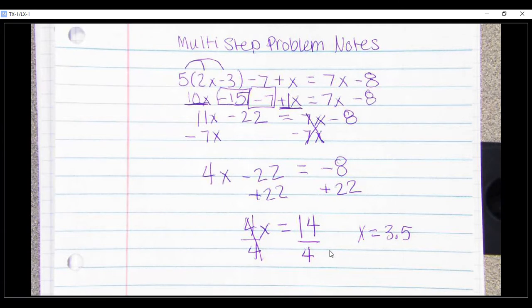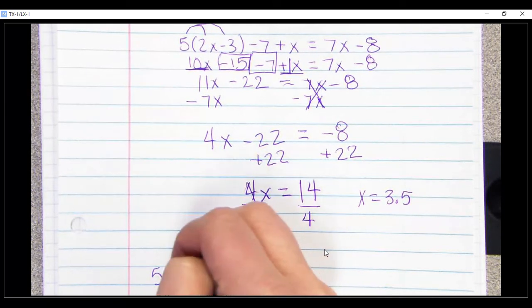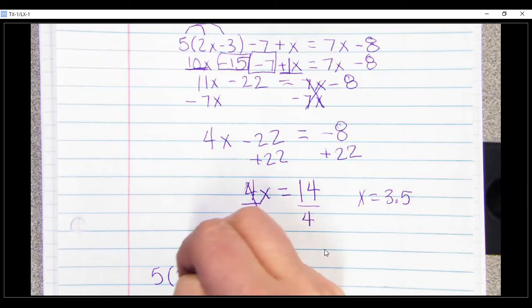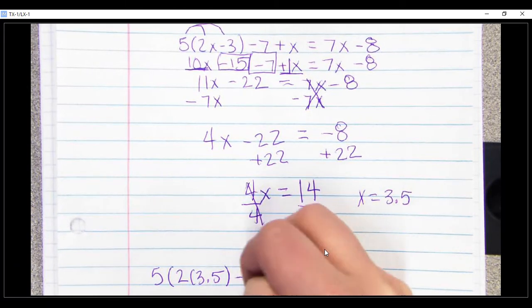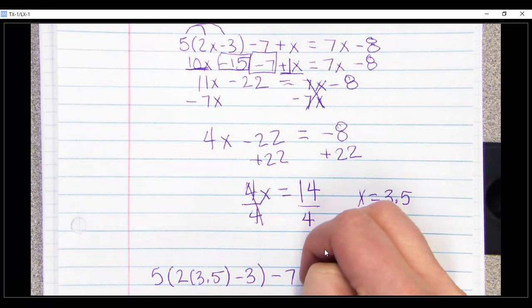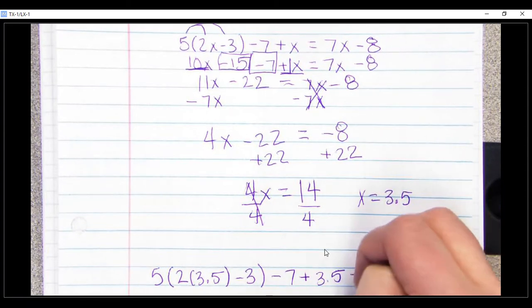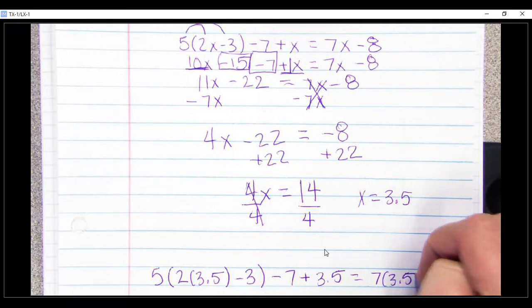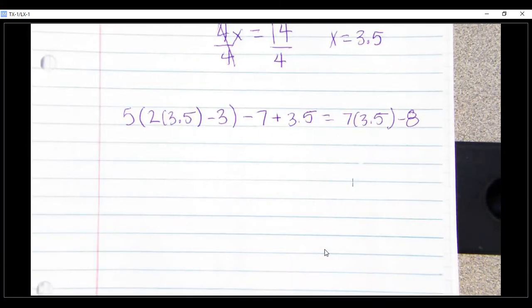Something else that came back up. So our original problem was 5 parentheses 2x minus 3 minus 7 plus x equals 7x minus 8. And now instead of an x, I'm going to write what my answer was, 3.5. Minus 3 minus 7 plus, and instead of x, I'm writing 3.5 equals 7, and again, instead of x, I'm writing 3.5. And then minus 8. Whoa, that's a lot. But you're going to just use order of operations in order to solve this.